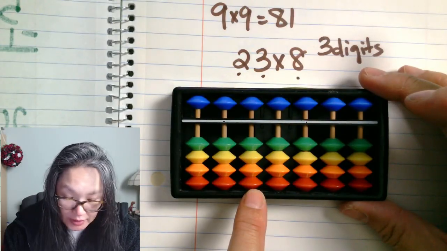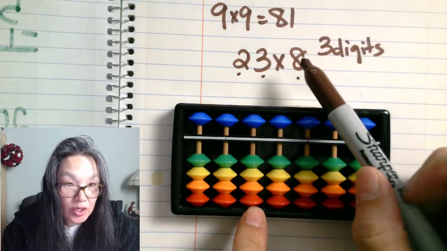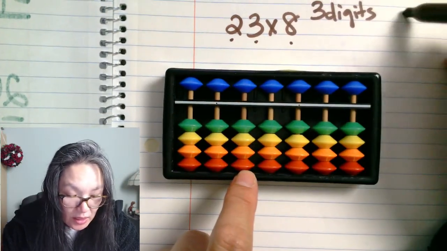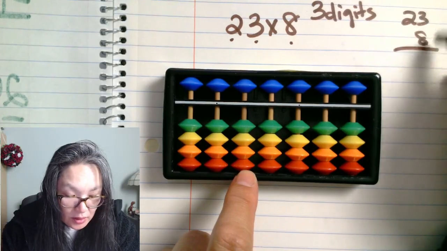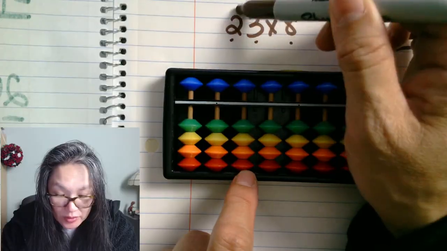So what we're going to do is multiply. We're going to start here because we want to know where our starting point is. In abacus, we don't do the ones first. What we do is work from the outside in, so we do the left first.